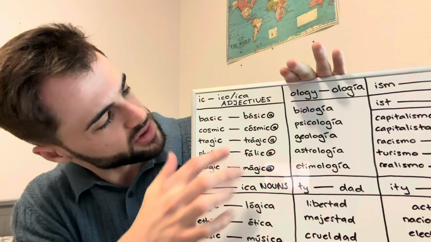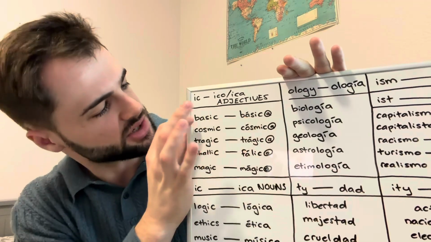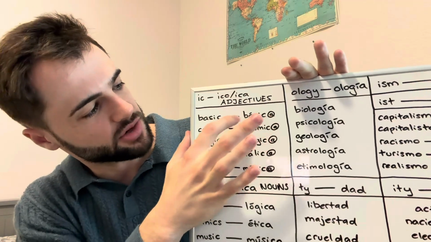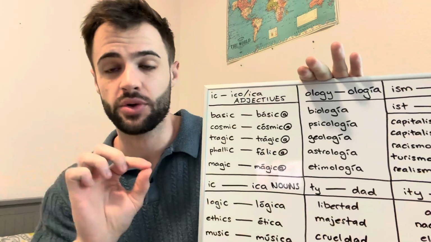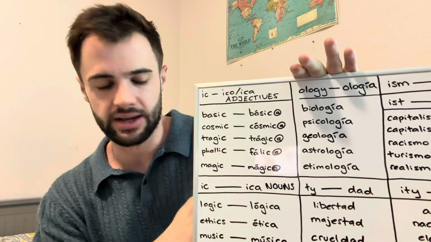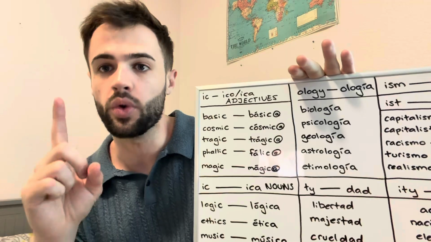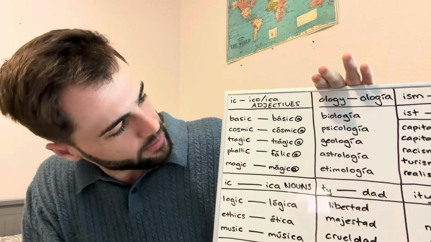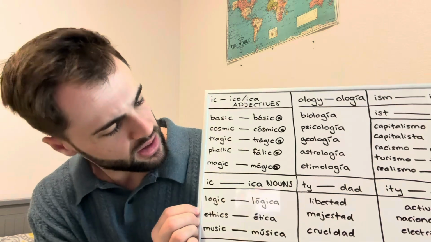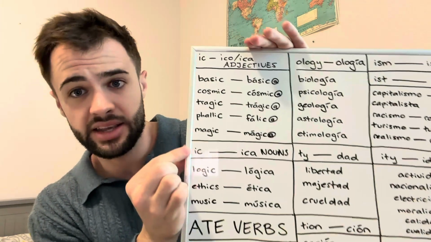You'll also notice, of course, that we are changing the pronunciation. We're not saying basic and then basico, it's básico, because like I said before, there's no A sound. Every vowel in Spanish has only one pronunciation. Okay, next category, might as well just do the IC here.